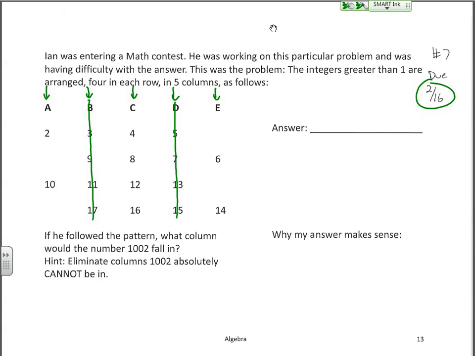Okay? And then in class, we also talked about column C, in the sense that column C has all multiples of 4, 4, 8, 12, 16, next to be 20, 24, 28, etc. And so we looked at, does 4 go into 1002 evenly? Is 1002 a multiple of 4? And we decided no, it is not.